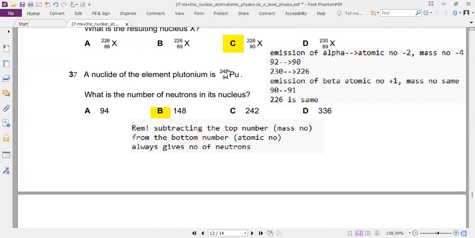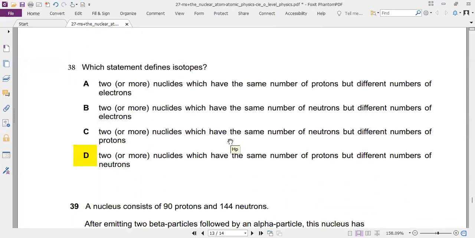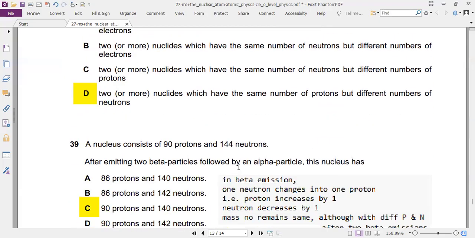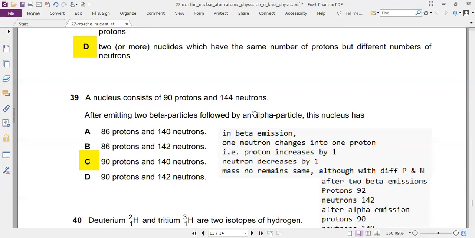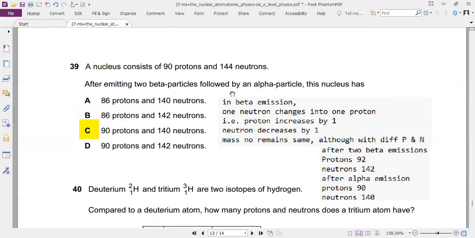Top minus bottom gives you 148. Remember this. Isotopes are two or more nuclei that have the same number of protons and different numbers of neutrons. 90 protons, 144 neutrons, emitting two beta particles, then an alpha particle. The mechanism, you know: when you emit two, your 90 should become 92. 144 should become 142, because when you emit a beta particle, one neutron changes into one proton. So the proton number increases by 1, the neutron number decreases by 1. The total mass number remains the same.